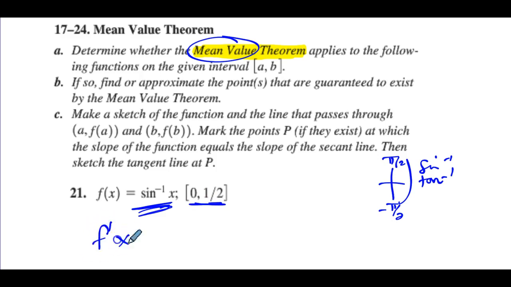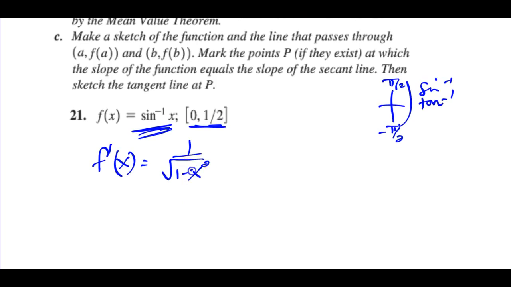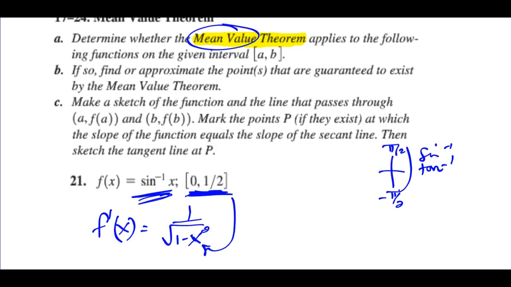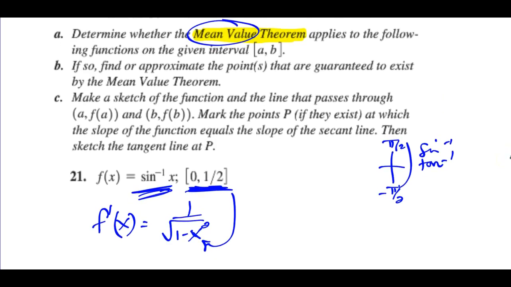The derivative of this thing, hopefully you have these memorized, is 1 over the square root of 1 minus x squared. We derived that a couple of videos ago. And so it looks like all the points between 0 and 1/2 could be plugged in there and it will exist for all those points. I think so far it's continuous and differentiable. So part A, I would say yes. Part B, find some points.